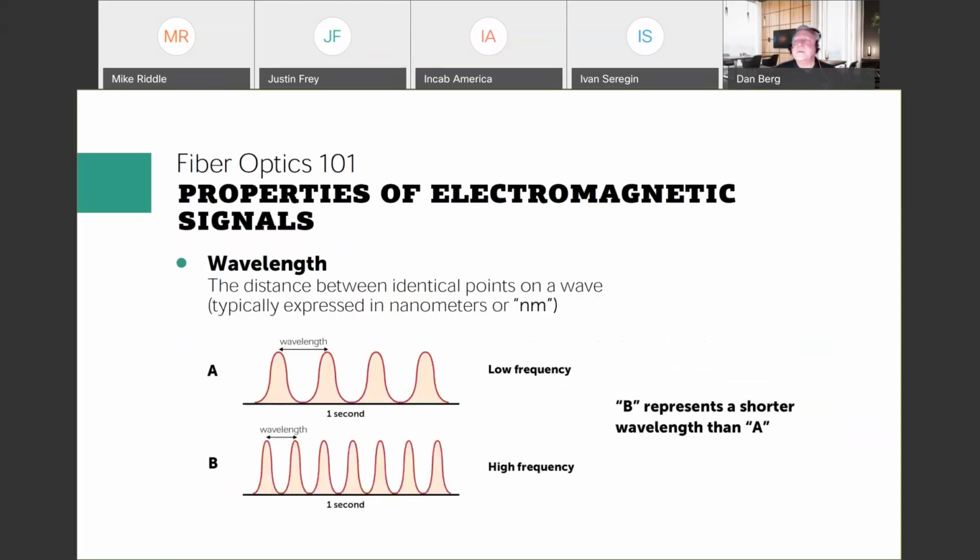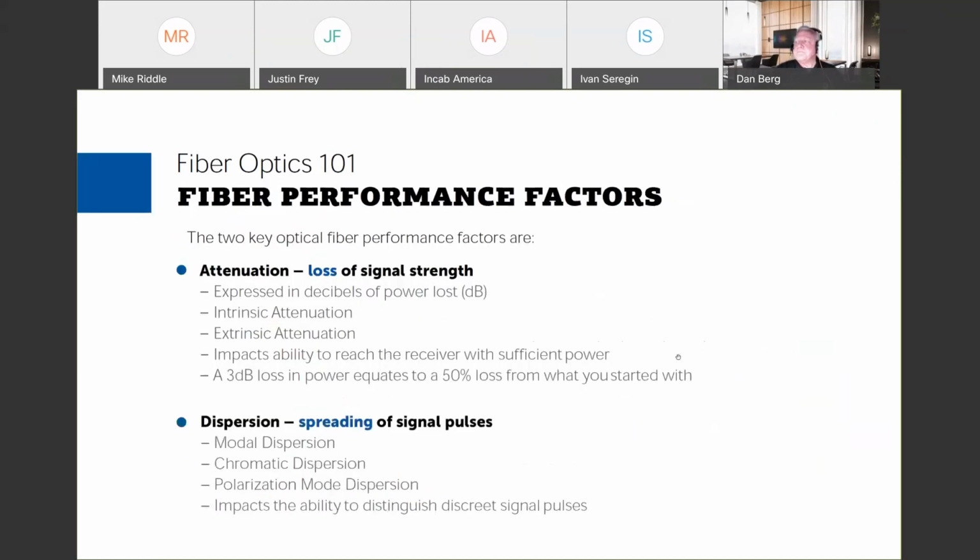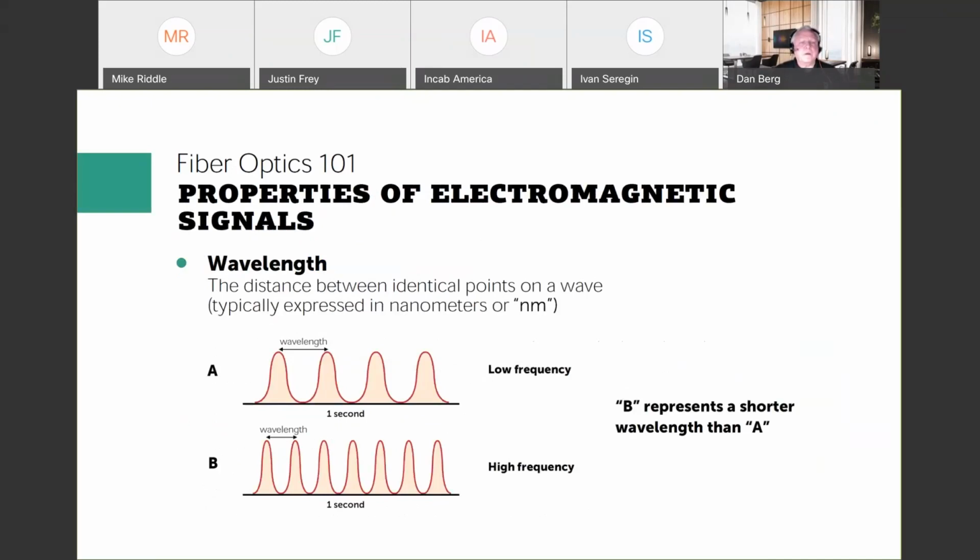The properties of an electromagnetic signal. This describes what a wavelength looks like. It's the full cycle of an electromagnetic wave. It's the length from one peak of the wave to the next peak of the wave. We measure those wavelengths in nanometers, which is a billionth of a meter.